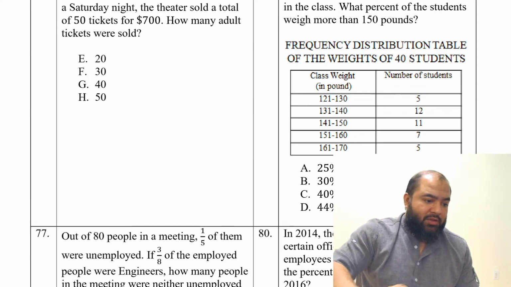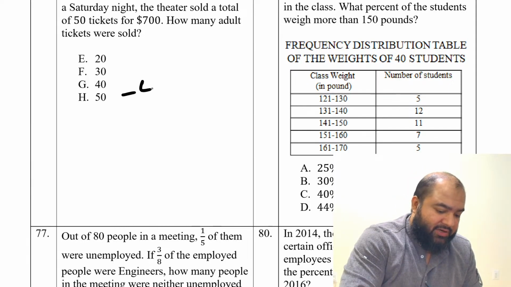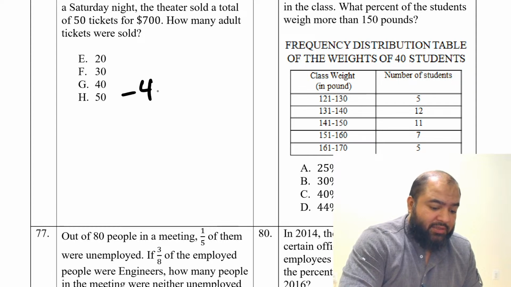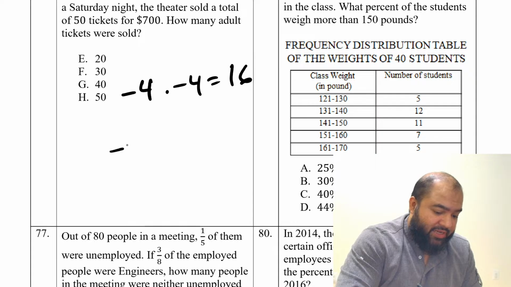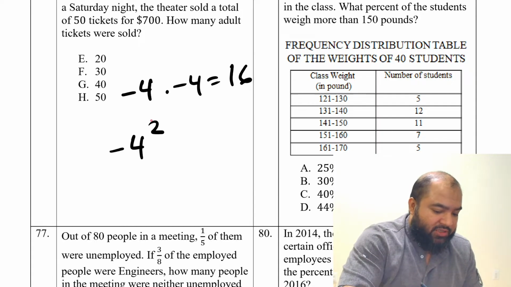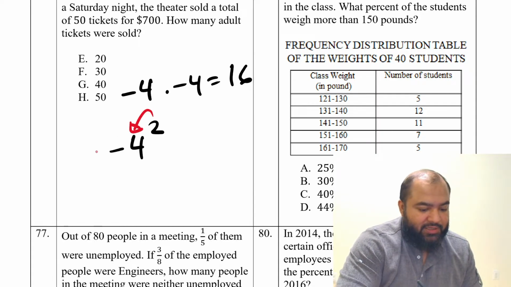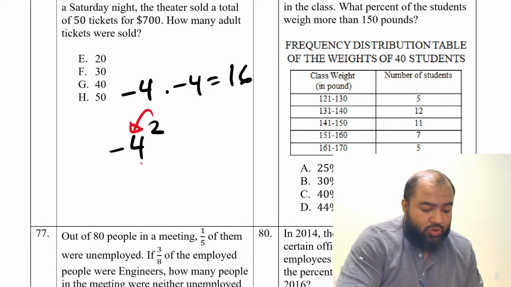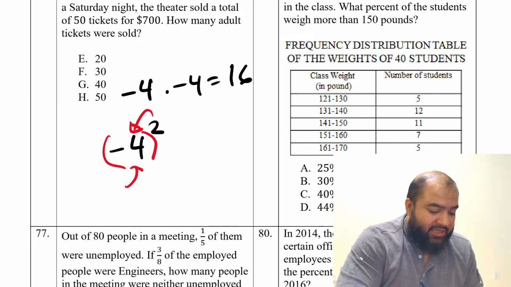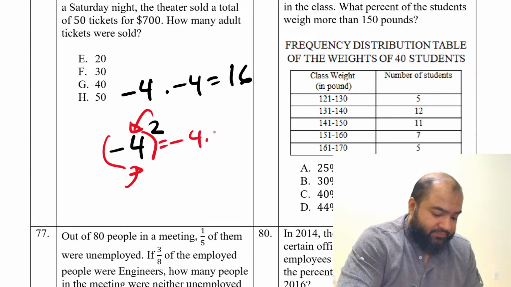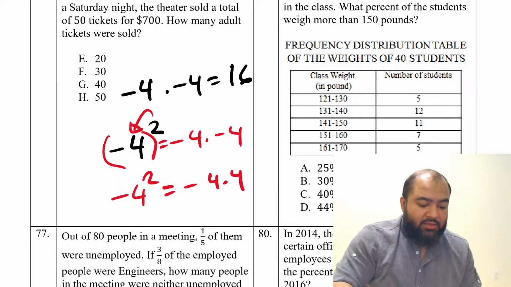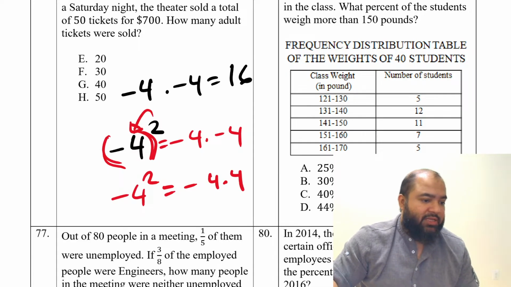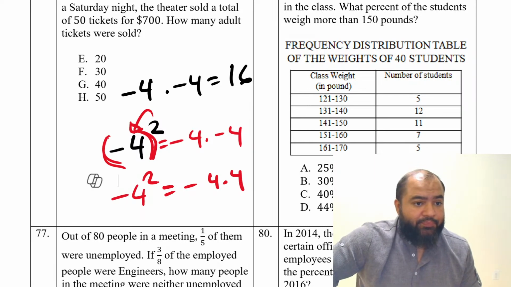Yes, but look at the difference. (-4) times -4 is 16. But be careful about this. When you have -4 squared, the power 2 only sees 4. It doesn't see the negative. So when you put the parentheses, then it's -4 times -4. If no parentheses, then it's like this: -4 times 4. That's why parentheses is very important. Without that, it'll be wrong.